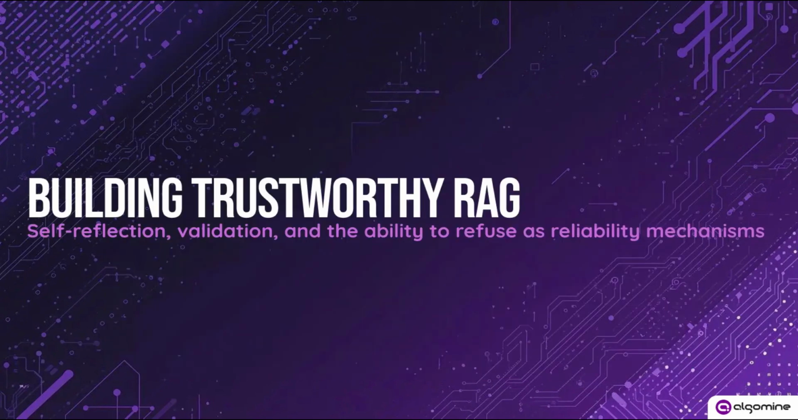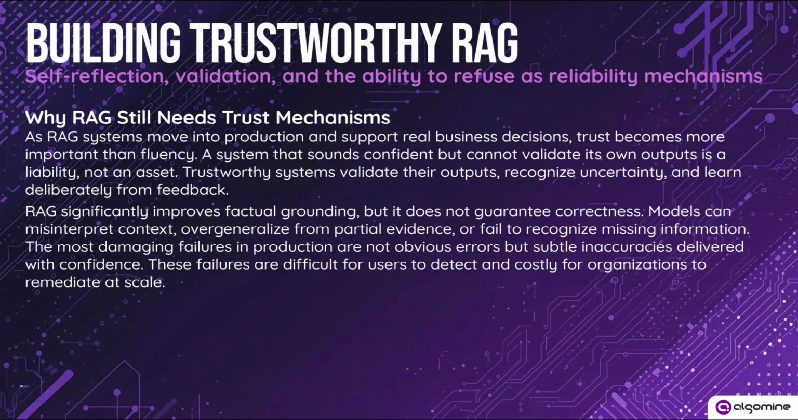Chapter 4: Building Trustworthy RAG. As RAG moves into production and supports real business decisions, trust becomes more important than fluency. A system that sounds confident but can't validate its outputs is a liability, not an asset. RAG improves factual grounding, but it doesn't guarantee correctness.